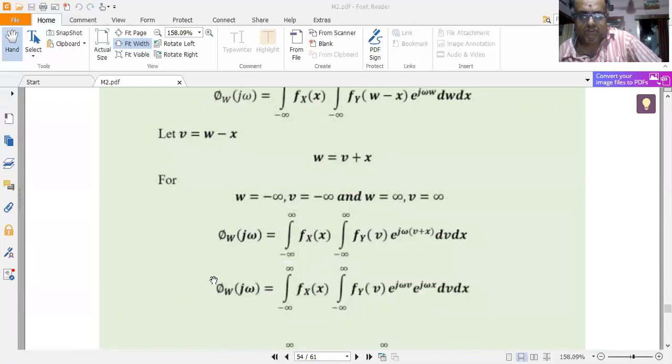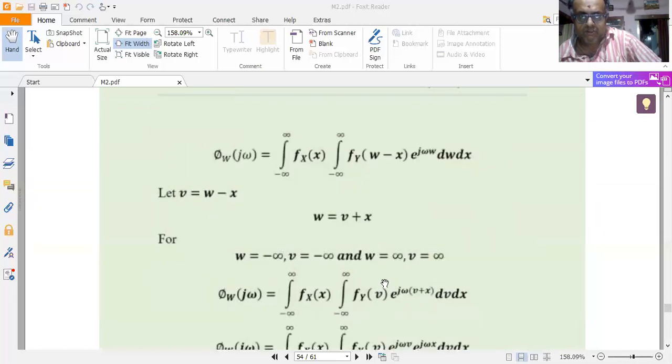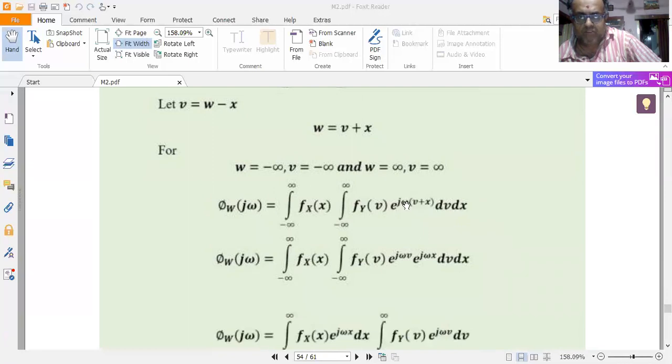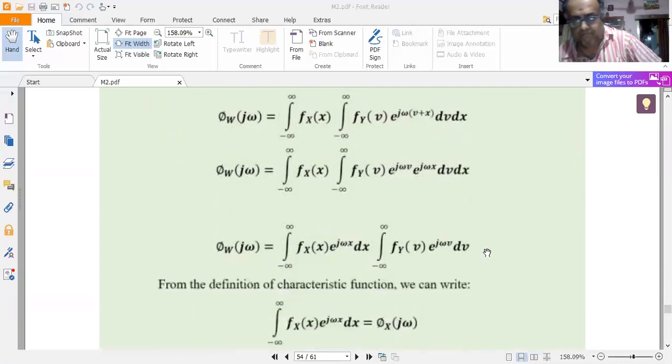Due to this, the characteristic equation can be written as integral minus infinity to plus infinity fx of x dx into integral minus infinity to plus infinity fy of v e to the power of j omega into v plus x dv dx. Now split this exponential into a product of two exponentials. So this becomes integral minus infinity to plus infinity fx of x into integral minus infinity to plus infinity fy of v into e to the power of j omega v into e to the power of j omega x dv dx.